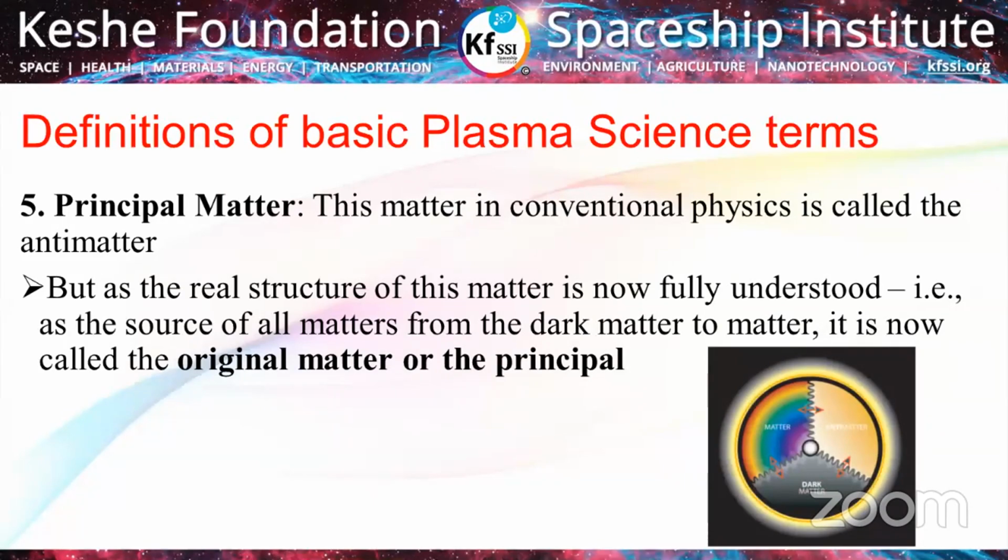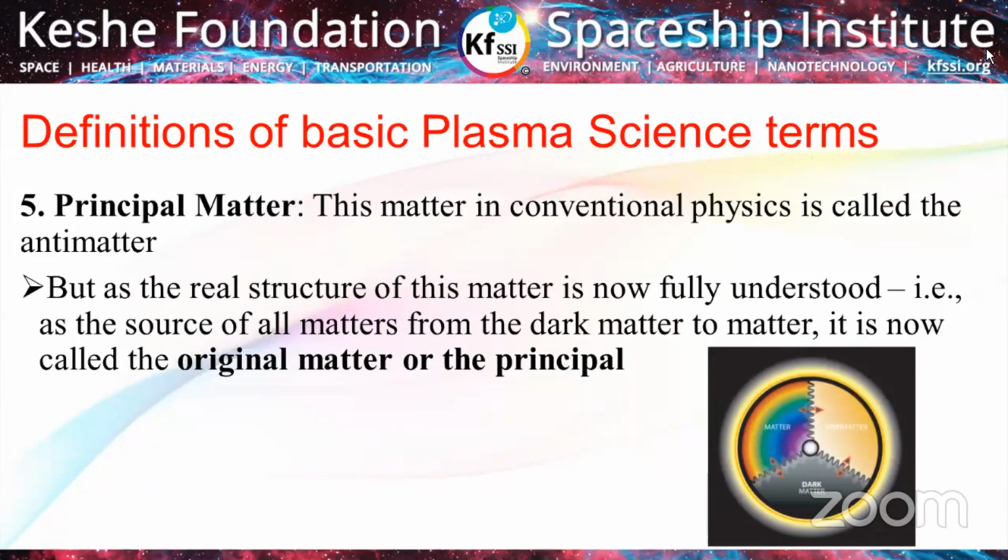Principal matter. This matter in conventional physics is called the antimatter. What I was just drawing here, and that's what is shown in this drawing, Mr. Keshe's drawing. This appears on the front cover of book 1. And that explains how all the matters, the principal matter, the dark matter, which is called now transition. The principal matter used to be known as antimatter, and then matter itself.